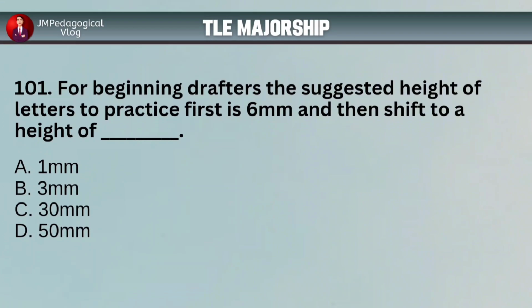101. For beginning drafters, the suggested height of letters to practice first is 6 mm and then shifts to a height of A. 1 mm, B. 3 mm, C. 30 mm, D. 50 mm.